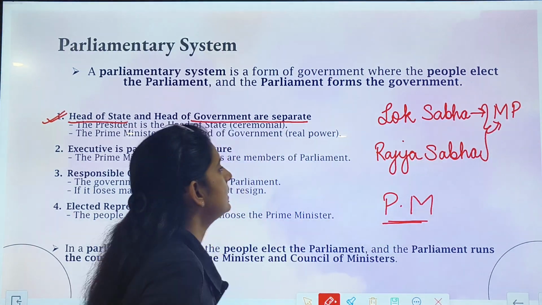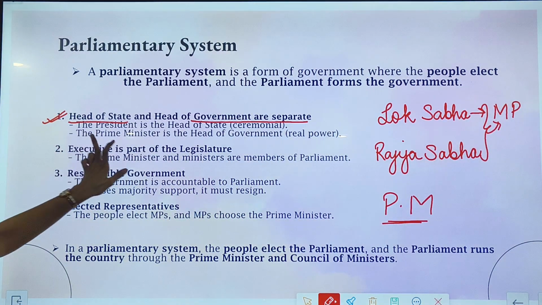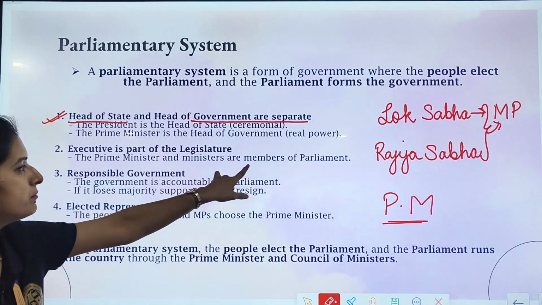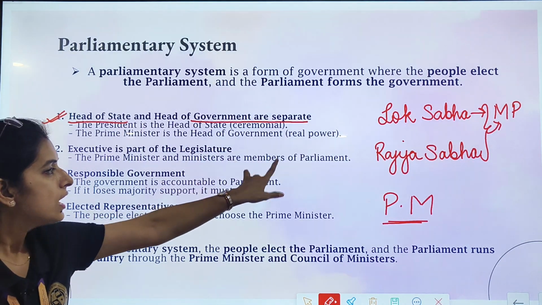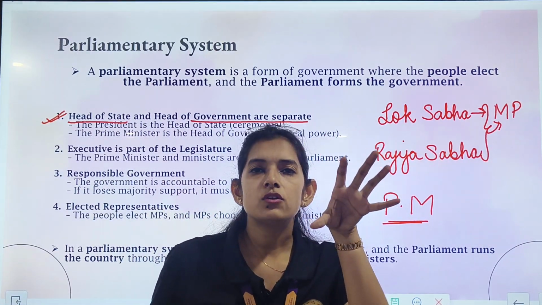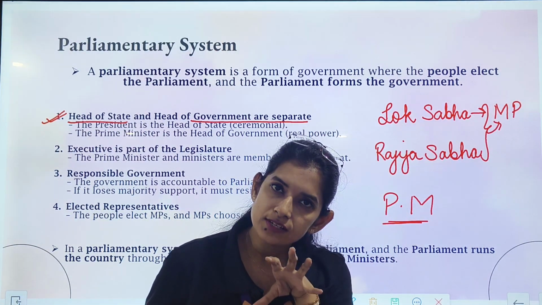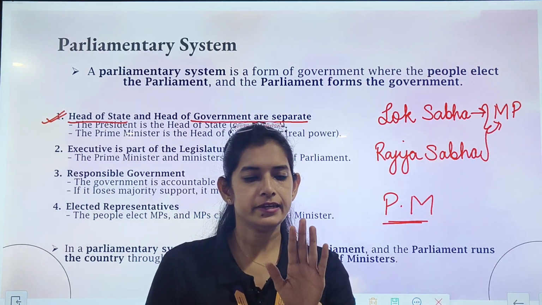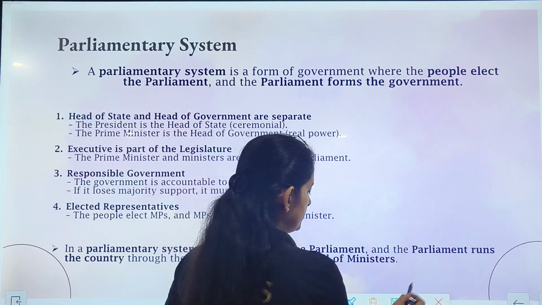Understood? Let's move further. The executive is part of the legislature. That is, the prime minister and the ministers are members of parliament. Clear? So the executive is also a branch which is related to the legislature. Understood? Let me clarify it.